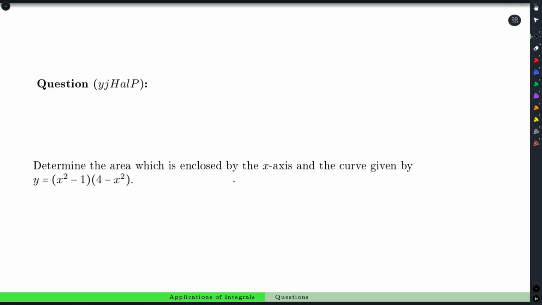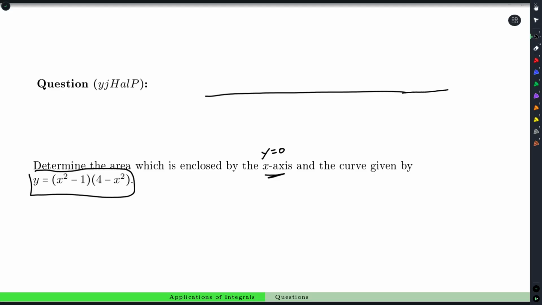Determine the area which is enclosed by the x-axis and the curve given by this little quartic here. y equals (x squared minus 1) times (4 minus x squared). So trying to visualize this, we've got the x-axis, which, if you wanted it, is a curve. It is y equals 0, but they'd be a little coy with that. So, the x-axis and this curve here.